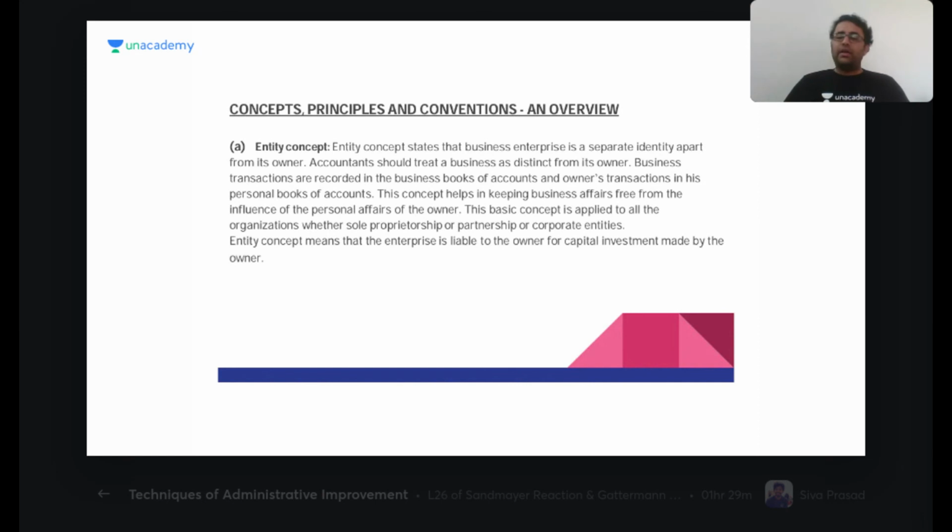I repeat, an entity concept simply distinguishes or separates the entity from its owners. They are not treated like the same thing, be it a proprietorship, a partnership, a private limited company or a public limited company. The owner's accounts and the entity's accounts are always done separately. Please take about 30 seconds and read the slide, and then I'll be happy to answer your questions if any.